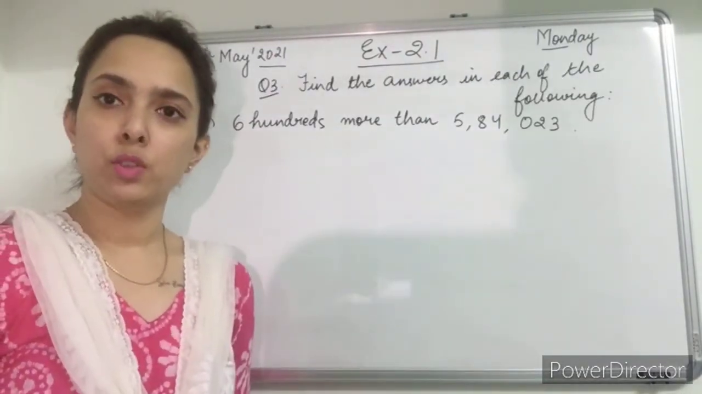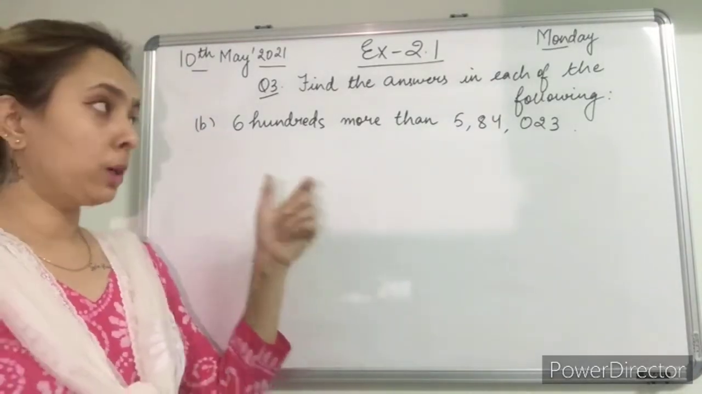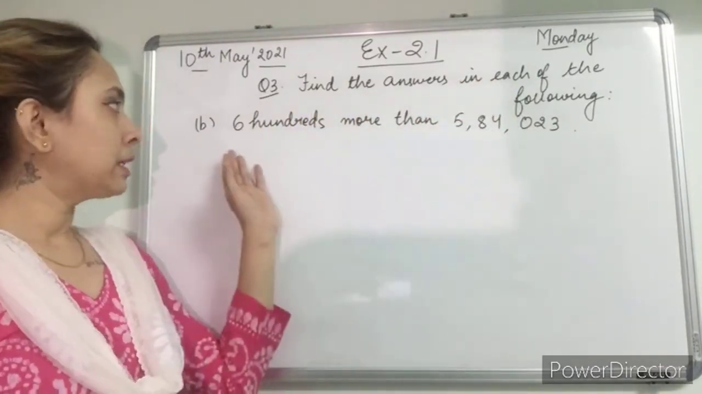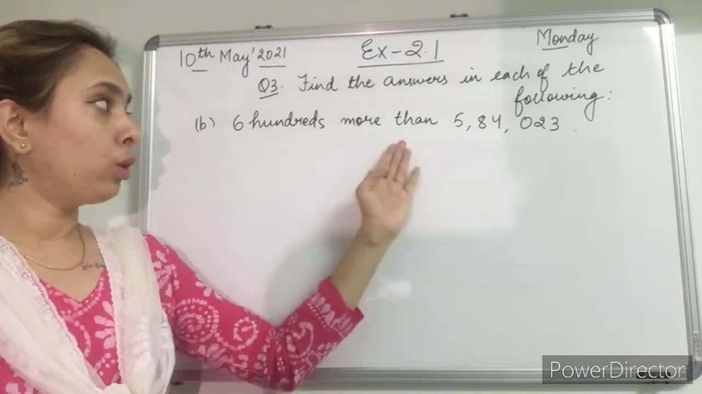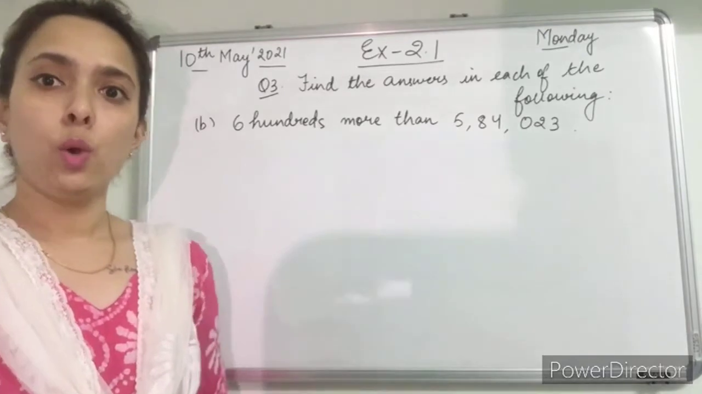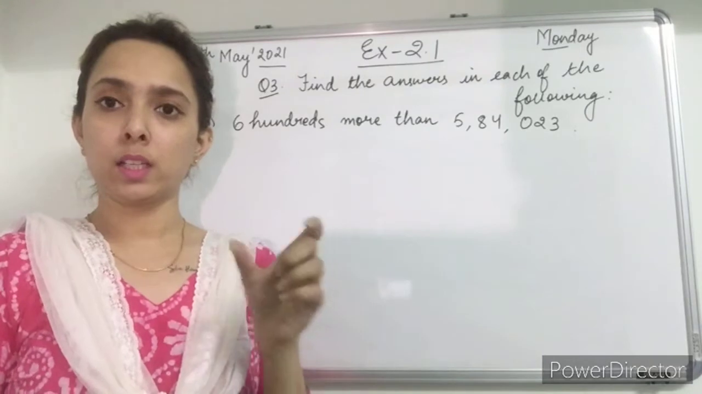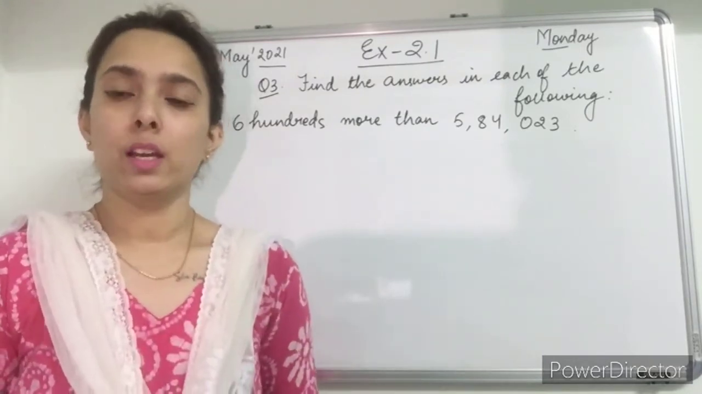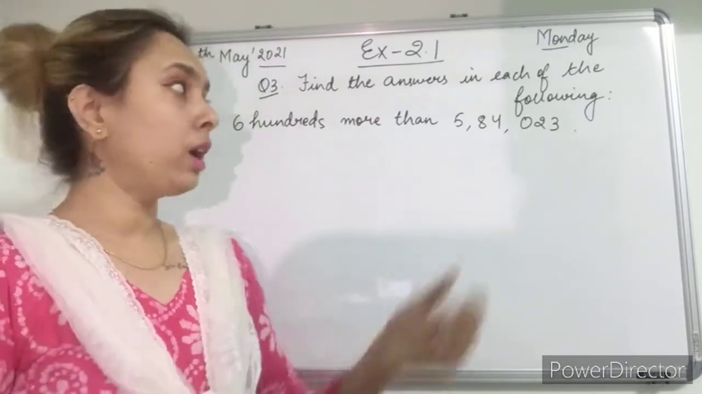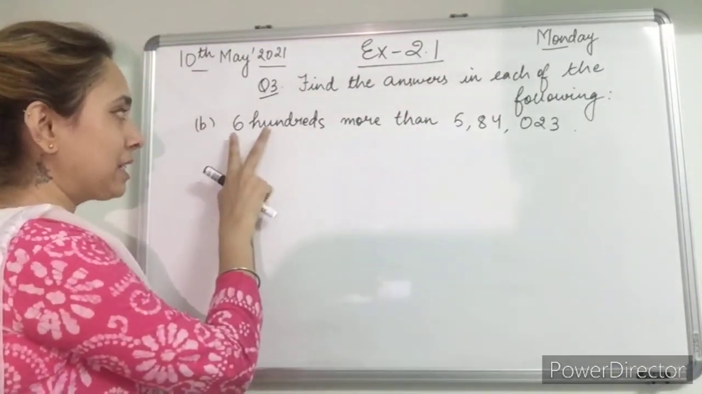Next, question number 3. I am explaining you B part of question number 3. The question is, find the answers in each of the following. The question is 6 hundreds more than 5,84,023. Whenever the question uses the term more than, it means addition only, less than means subtraction. So here we have more than, so we will add. Here it is written 6 hundreds.